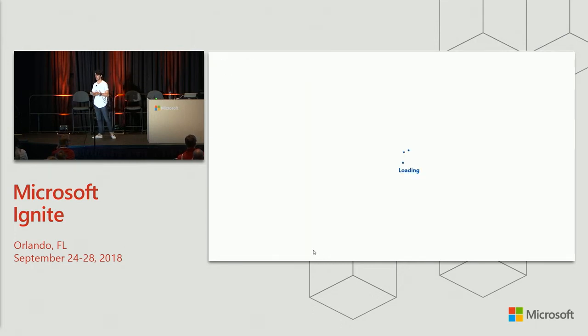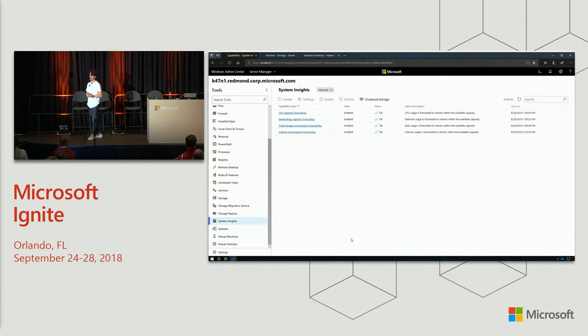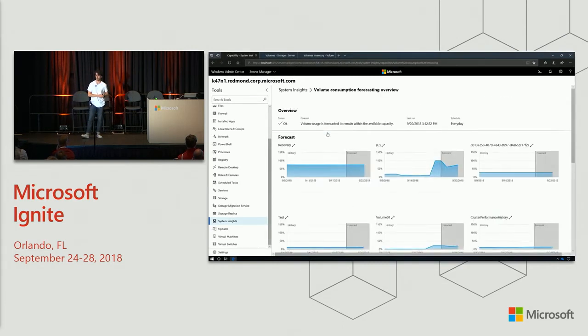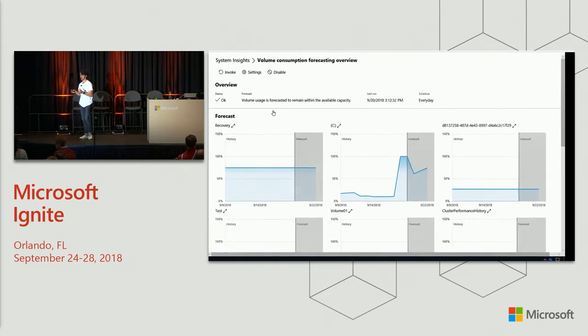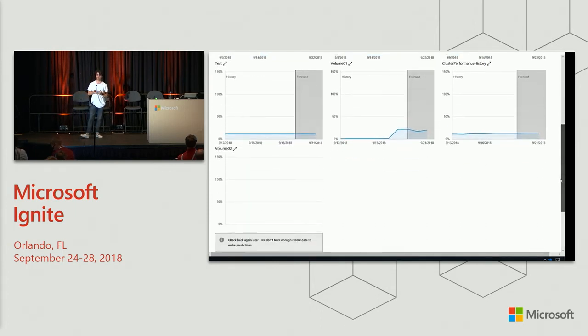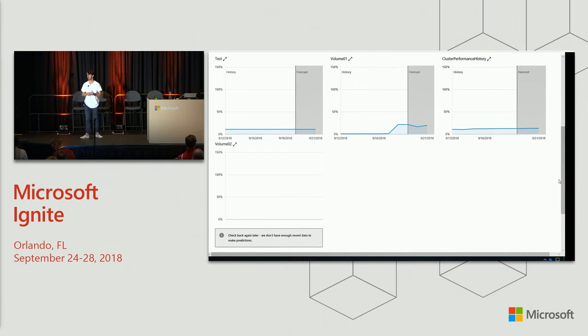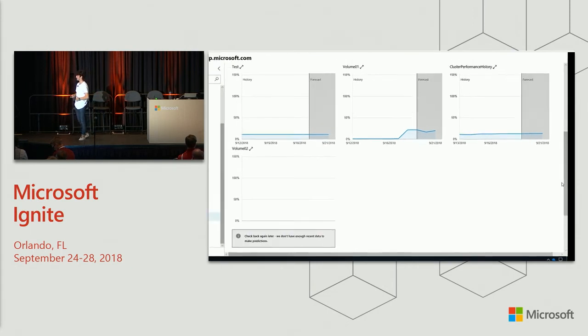Here, I've already set up the settings I would like. I'll go ahead and click Close. And to show you what that looks like, I'll click on the volume forecasting capability. The overview and forecasting sections look the same, but here I see my 3 local volumes. And then right below that, I can see my 4 cluster volumes as well. Volume 2 was just created, so it doesn't have enough data yet to make a prediction.